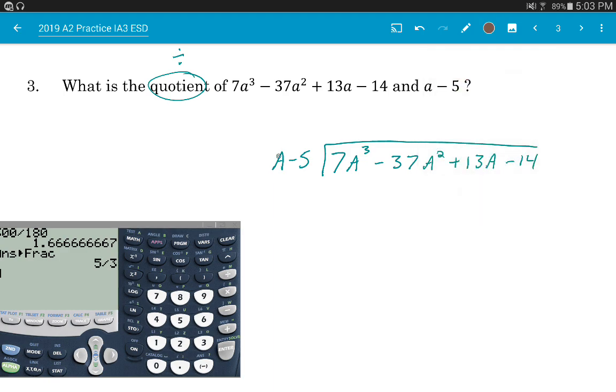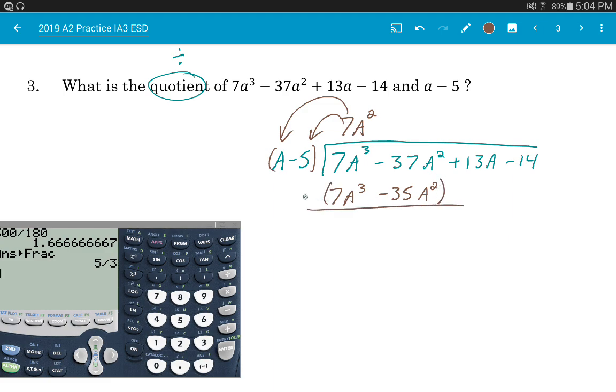The way that I start this off is by asking myself, how many times does a go into 7a cubed? Well, definitely 7a squared. When I distribute, I'm going to multiply it on both terms. So 7a squared times a is 7a cubed. These line up, they'll cross out. That's how I know I'm right. 7a squared times negative 5 is negative 35a squared. Now parentheses and subtract. These will cross out. That's how I know I'm on the right track.